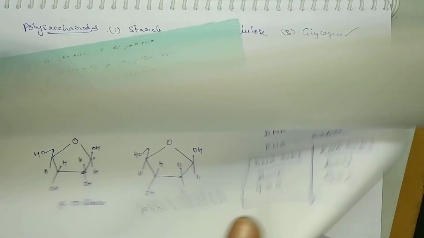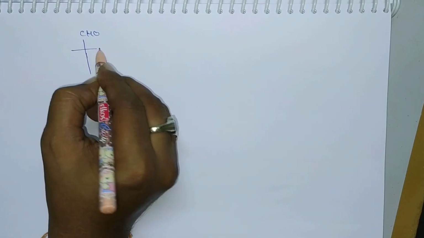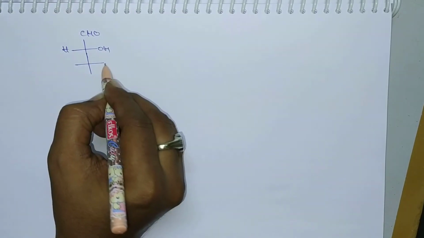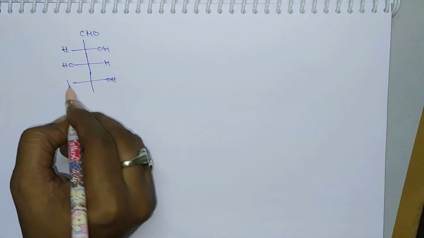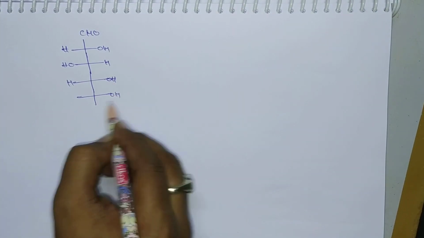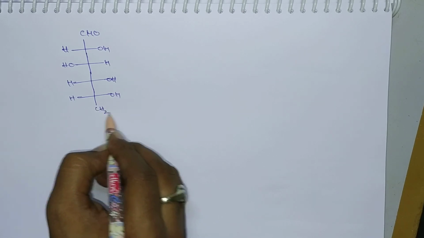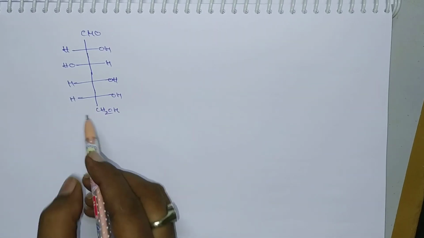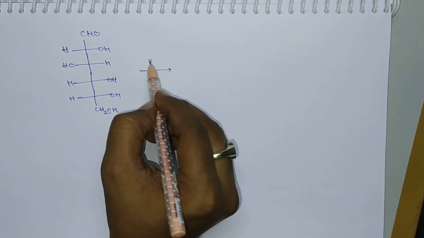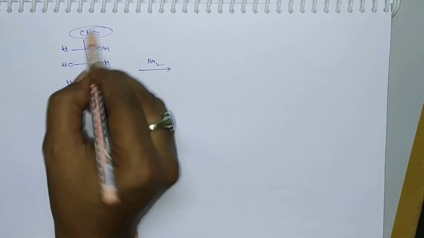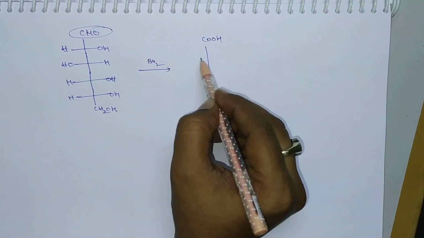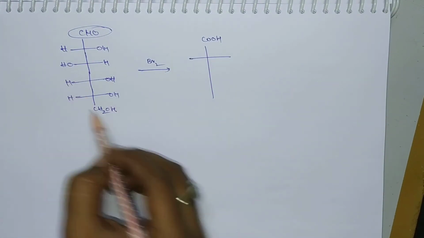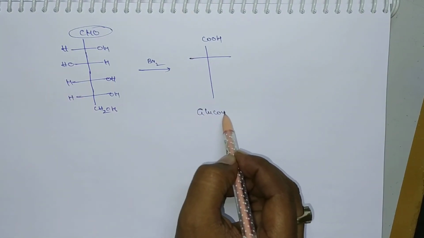Okay, here is the glucose. So this is the structure of glucose. You have to write according to their configuration. So glucose upon oxidation with bromine water, this aldehyde group will convert into COOH only. So the remaining will be same. So this is called gluconic acid.